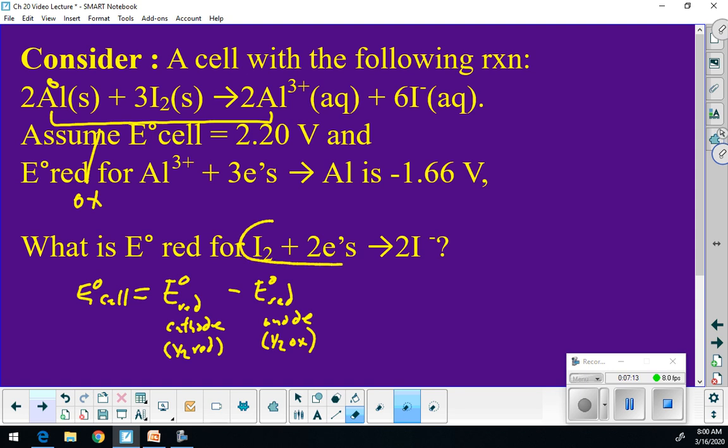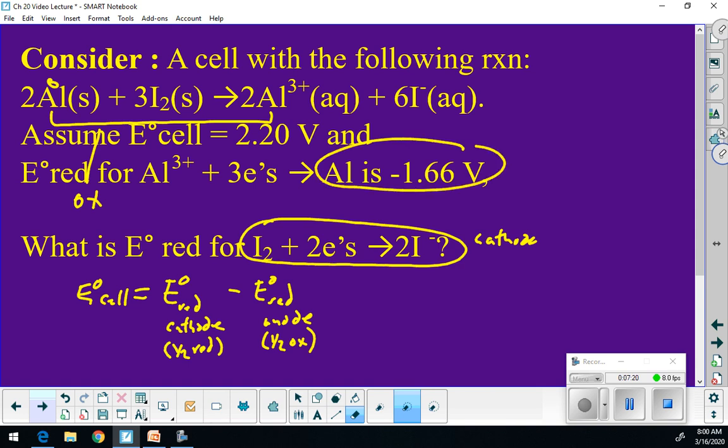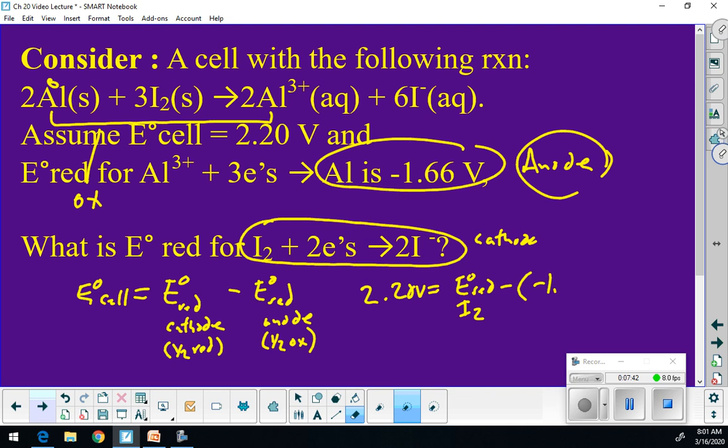So this means that this is happening at my cathode. This must be happening at my anode. And they give me, in this case, my standard reduction potential, saying that 2.20 volts is equal to my standard reduction potential for my I2 minus my standard reduction potential here at the anode, which would be a negative 1.66 volts, right?